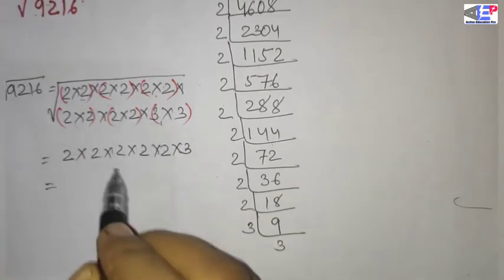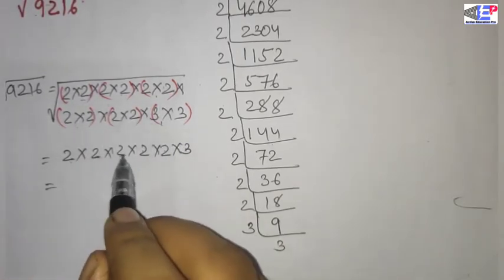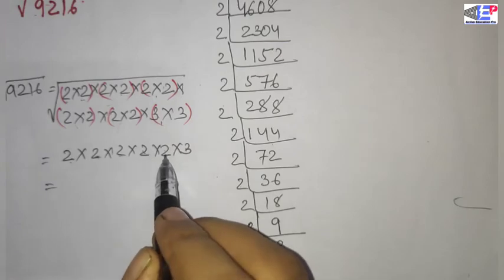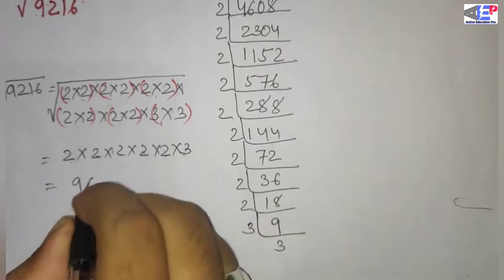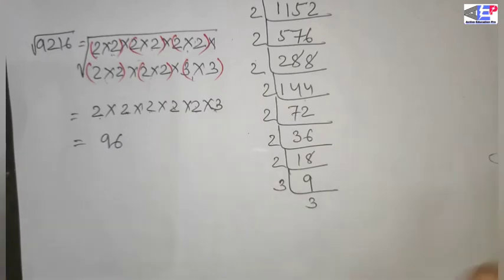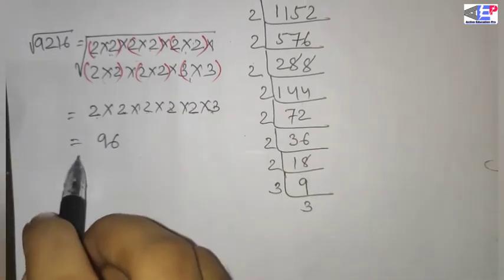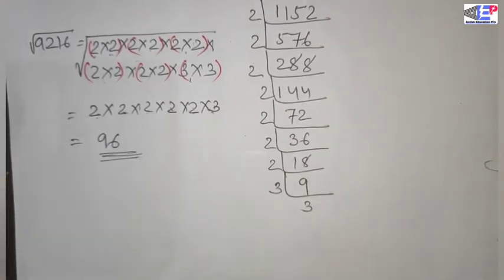Now multiply the result. 2 twos are 4, 4 twos are 8, 8 twos are 16, 16 twos are 32, 32 threes are 96. So the square root of 9216 is 96. This is your answer.